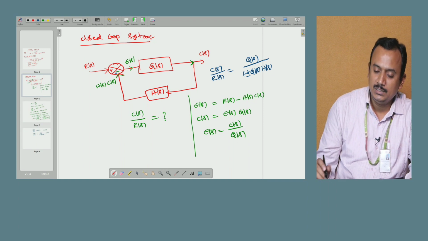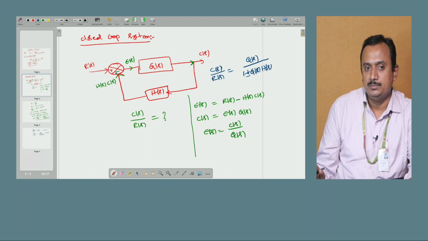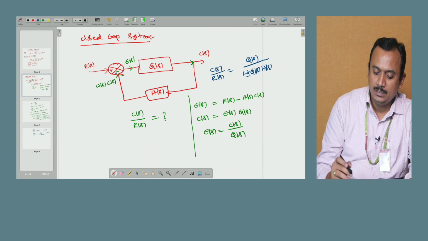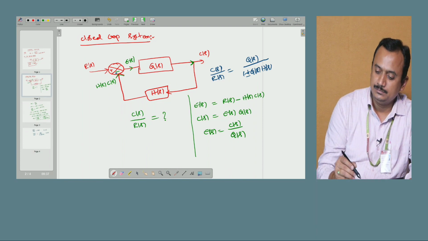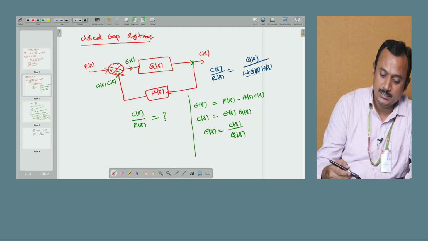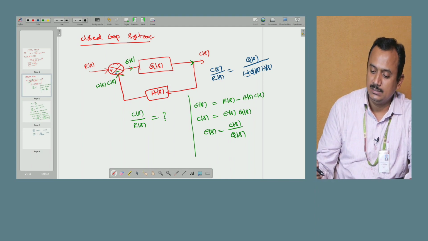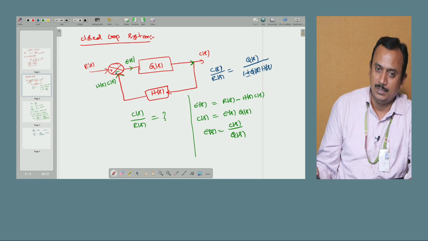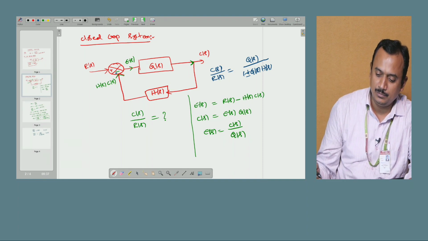The important note you need to observe is, in case of a negative feedback system, in the denominator you get 1 plus. In case of a positive feedback system, in the denominator you get 1 minus. That is the very important note.